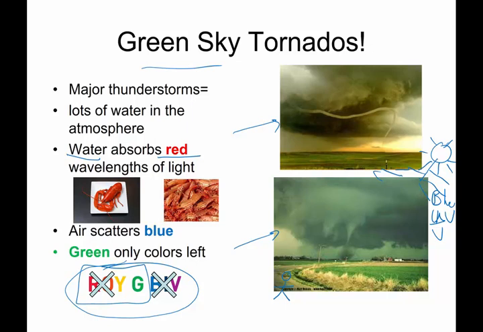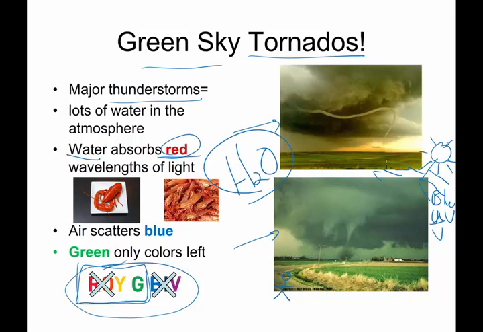But right before there's a thunderstorm or a tornado, there is lots and lots of water in the atmosphere. Water absorbs red wavelengths of light. So you're left with the yellow, orange, green light. But now this light hits lots of water, and the water absorbs the reds and the oranges. What's left? The yellows and the greens. So the atmosphere scatters the blues, the water absorbs the reds, and that gives you a lot of yellow and green.